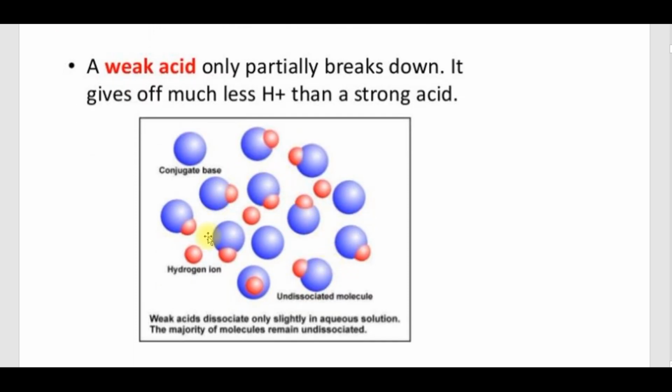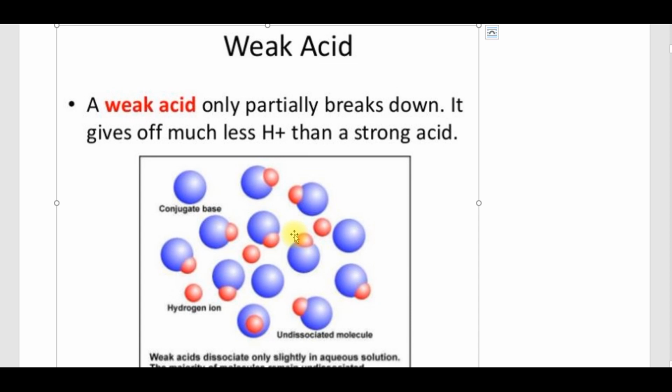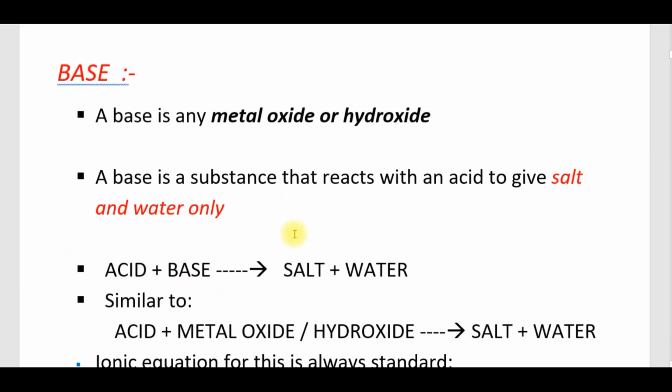Here you can see some of the ions are dissociated completely and others are kept as they are, or slightly dissociated. Weak acids dissociate only slightly in aqueous solution, and the majority of the molecules remain undissociated. Here you can see the majority of the molecules, that means all these are undissociated molecules. Only some of them, here one, one, and one, a little bit of the ions, are getting dissociated. So such a substance which only undergoes partial dissociation in aqueous solution is called a weak acid. Then what does a base mean?